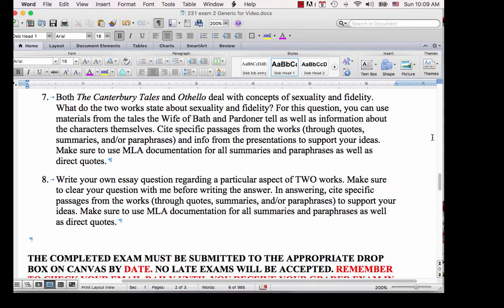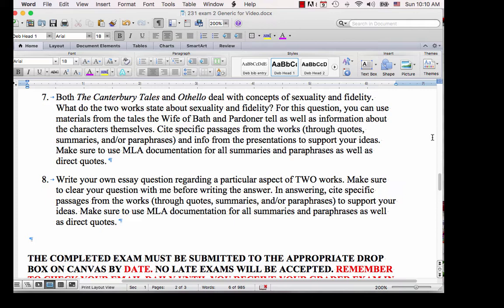And then last but not least is the opportunity to come up with a topic that you'd like to write on yourself. I come up with some ideas that occur to me, but you guys see things in these works that I don't, and that's really cool. So if something else about these works occurs to you that you'd like to write on, as long as you can write on at least two works, let me know.